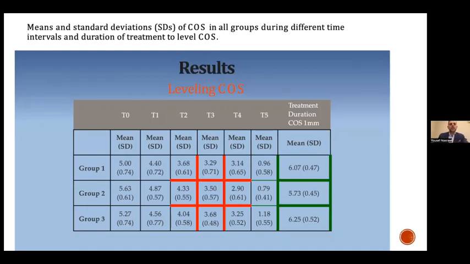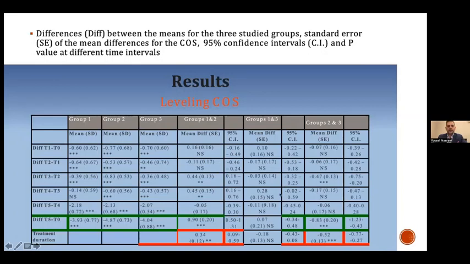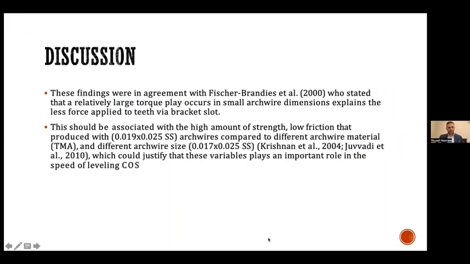So as shown here in the table, you can see the treatment duration of curve of Spee. The mean time that I spoke about before, the fastest one was 1925, which is group 2, and here is the significant difference between the means. A significant difference among the 3 studied groups, the standard error, the mean differences for the curve of Spee with the confidence interval, and the p-value were measured. You can see the differences between group 1 and 2 and group 2 and 3, and there is no significant difference between group 1 and 3.